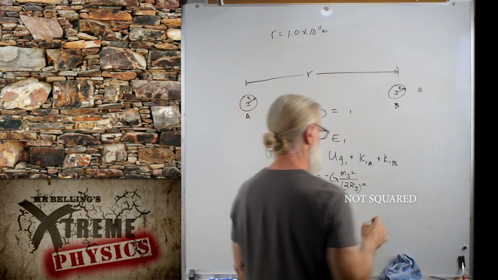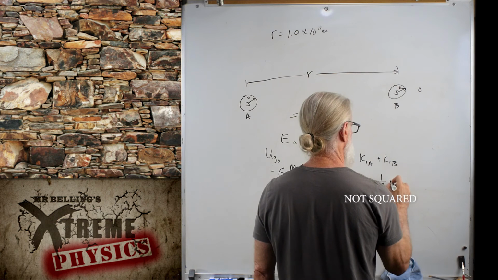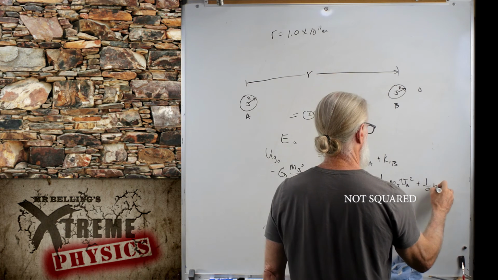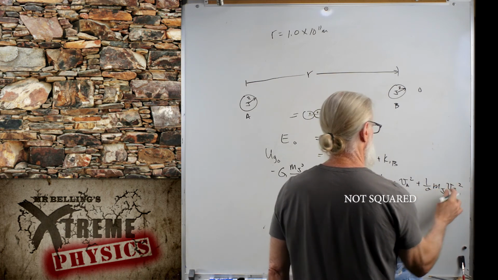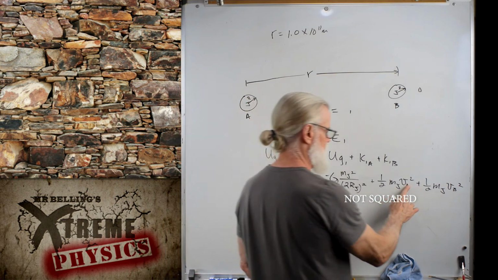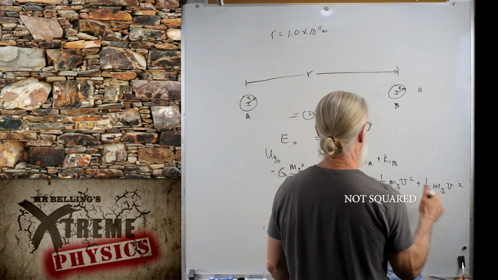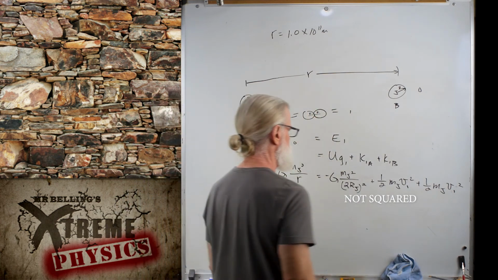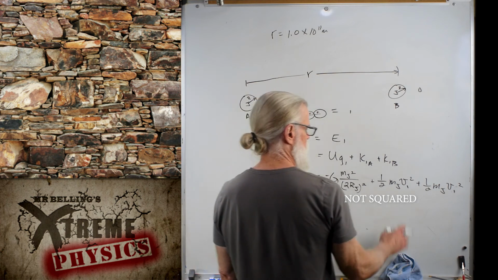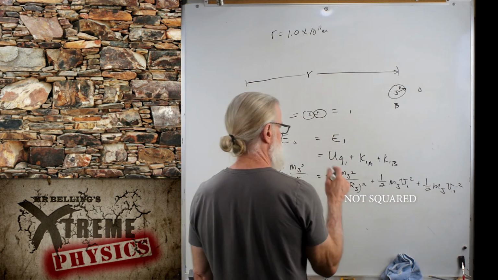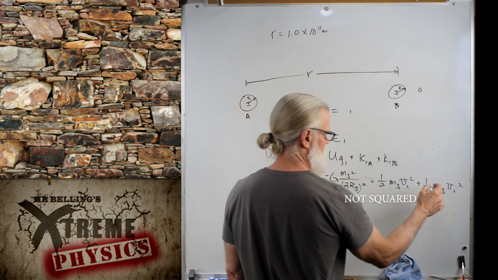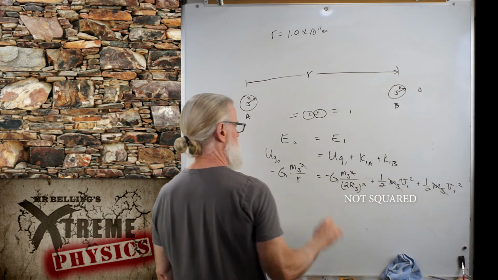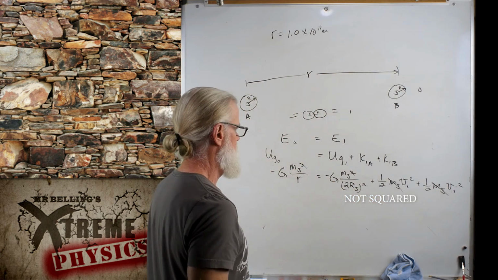Plus 1/2 mass of Jupiter, VA squared, and then plus 1/2 mass of Jupiter, VB squared. These are going to be the same, so I could just say V, probably call it V1. They're going to be going the same speed. And then we would just solve that. We got 1/2 of 1, that's just 1. We've got a lot of masses of Jupiter that can go away. And that's probably about it.